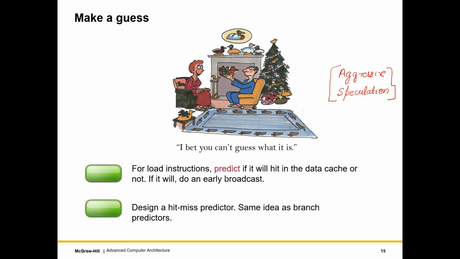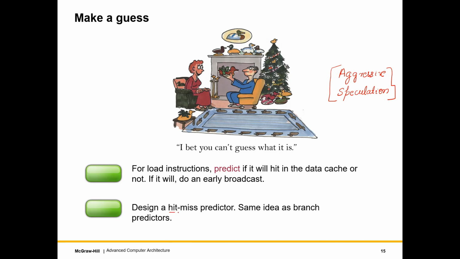So for load instructions, we predict if it will hit in the data cache or not. If it will, we do an early broadcast, right? And so let's say that we have a small predictor that says it will hit in the data cache, well, no problem. We broadcast, we wake up the consumers. If the prediction is wrong, we need to do something. We'll see that in the next section.